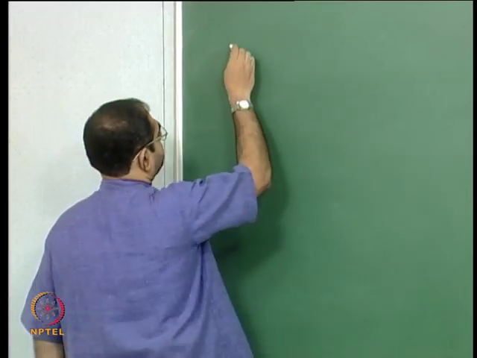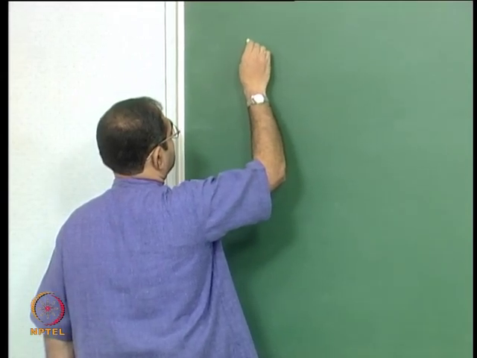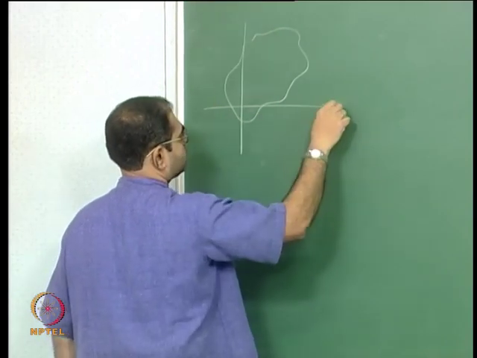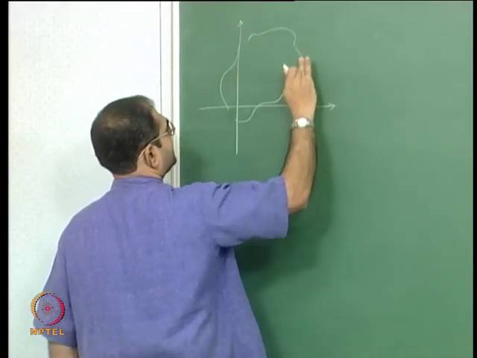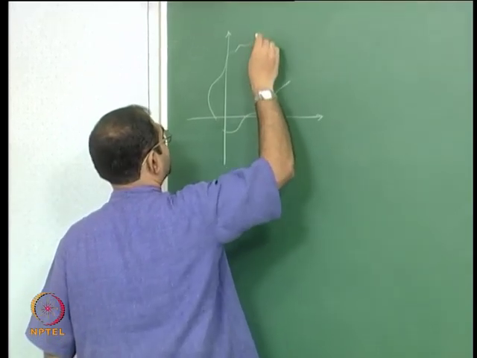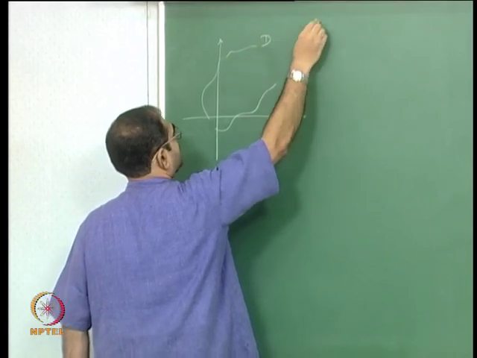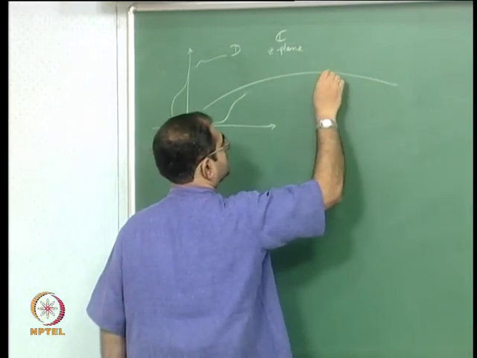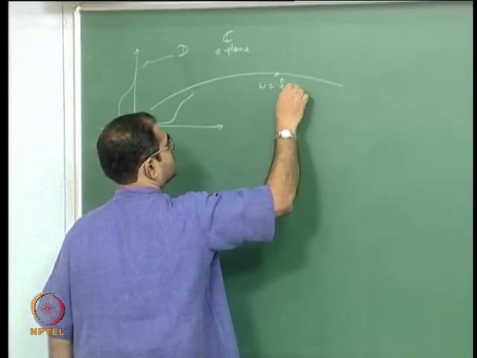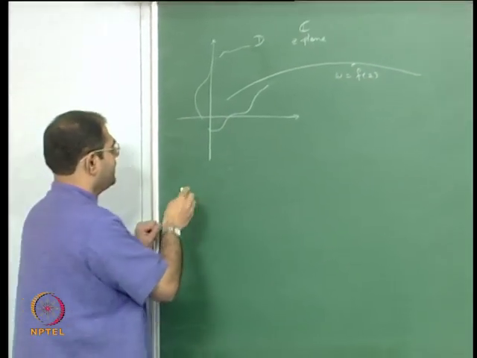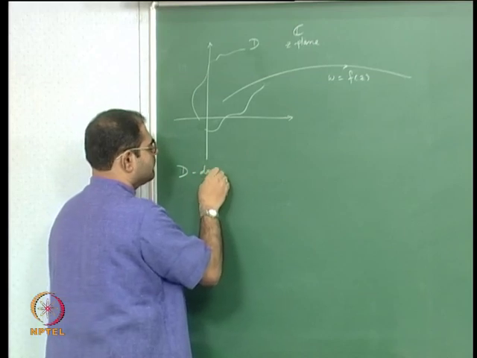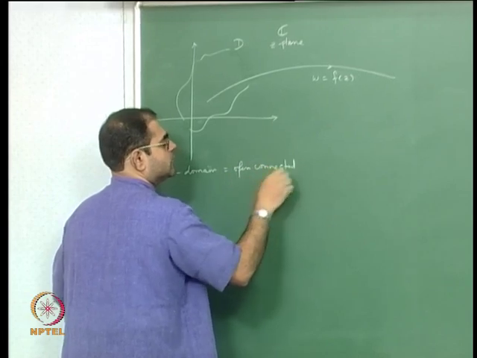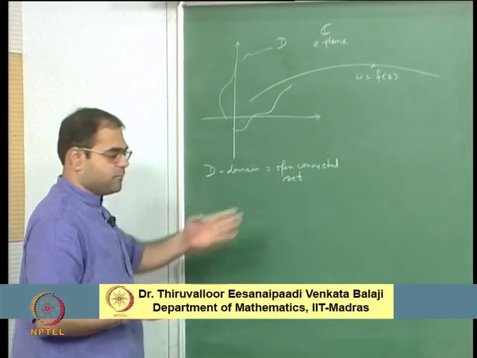Okay, so you have a certain domain D in the complex plane. Well, it need not be bounded. There is some domain D in the complex plane, which is the Z plane, and you have a function W equal to f of Z defined on this domain. So this D is a domain, which is an open connected set. And of course, the open set is non-empty.